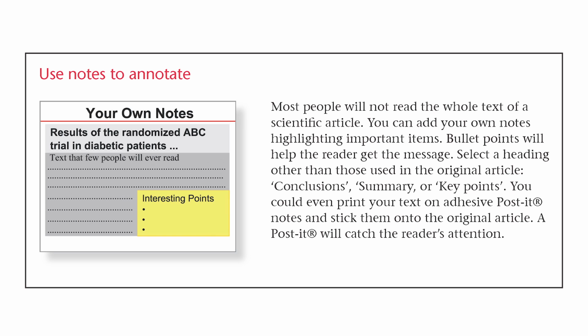Use notes to annotate. Most people will not read the whole text of a scientific article. You can add your own notes highlighting important items. Bullet points will help the reader get the message. Select a heading other than those used in the original article: conclusion, summary, or key points. You could even print your text on adhesive post-it notes and stick them onto the original article. A post-it note will catch the reader's attention.